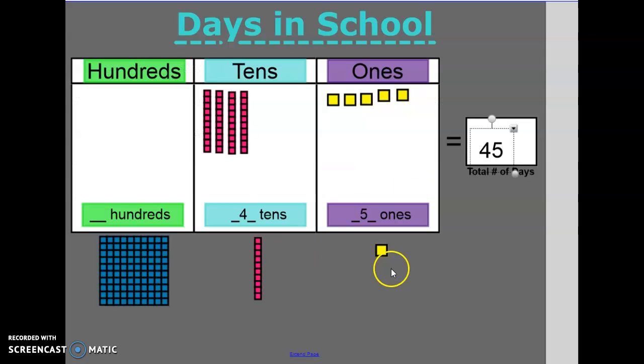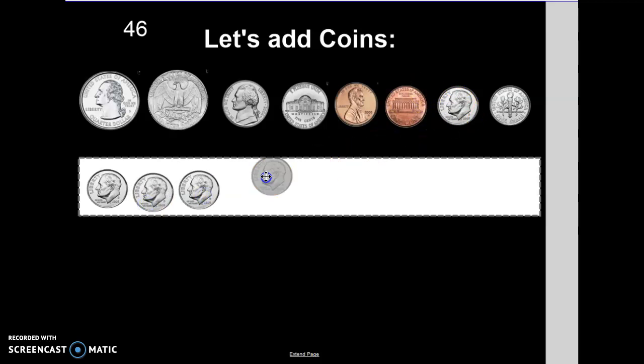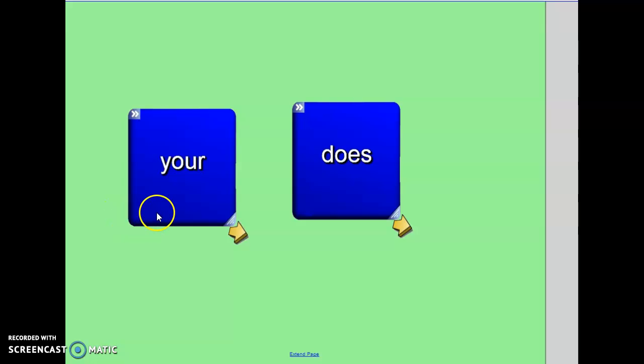Oh, whoops. Hold on. It's really 46. What was I thinking, friends? 46. Now we're looking better. All right, so let's make 46. Ready? Let's do 10, 20, 30, 40, 45, 46. 46 cents.